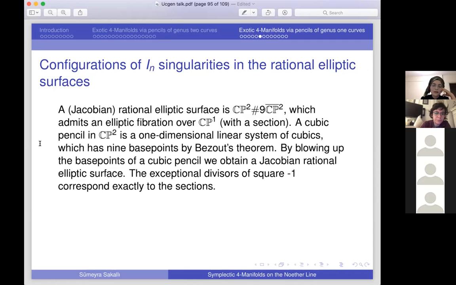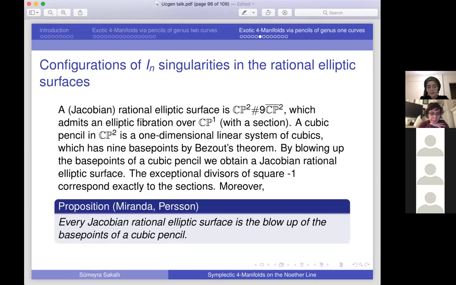And as a result of the blow-up, you get exceptional divisors, -1 spheres, and these correspond exactly to the sections. And moreover, due to Miranda and Persson, we know this result. They show that every Jacobian rational elliptic surface is the blow-up of the base points of a cubic pencil. So they are all coming from certain cubic pencils.